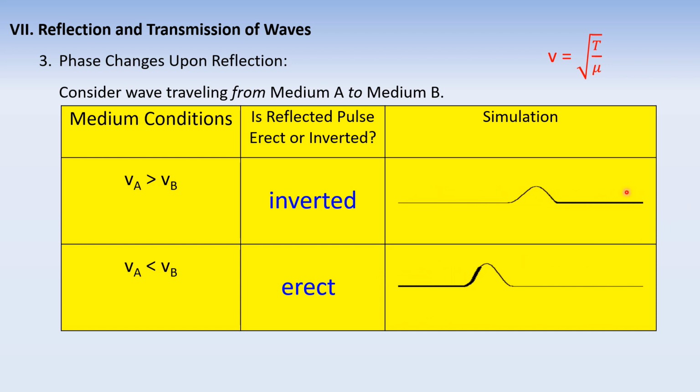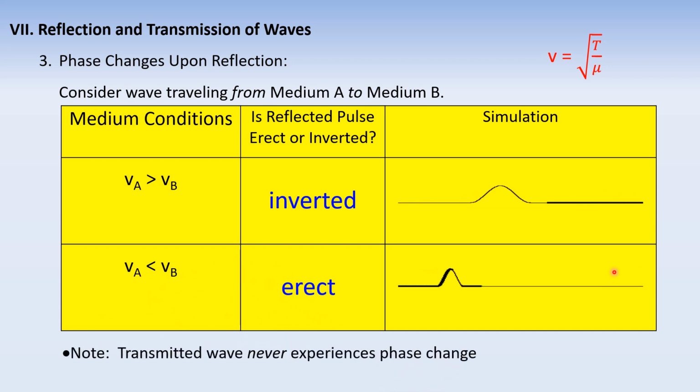Now, what you should note here is, in addition to the reflected wave, there is a transmitted wave. Notice that in both cases, the transmitted wave experiences no phase change. So an upward pulse traveling to the right, that transmitted pulse is upwards. We have an upward pulse traveling to the right in the bottom picture, the transmitted pulse is upwards. No phase change is ever experienced for the transmitted pulse.